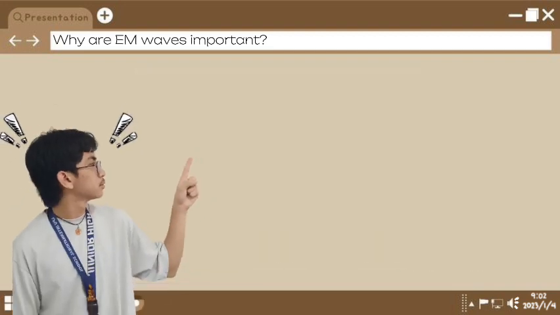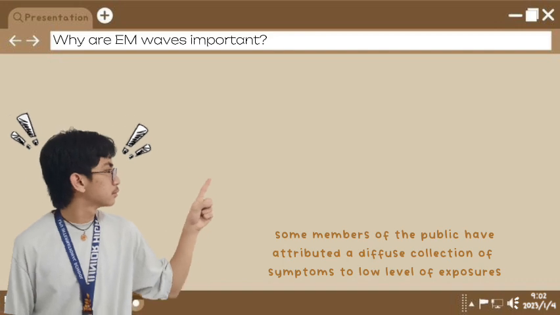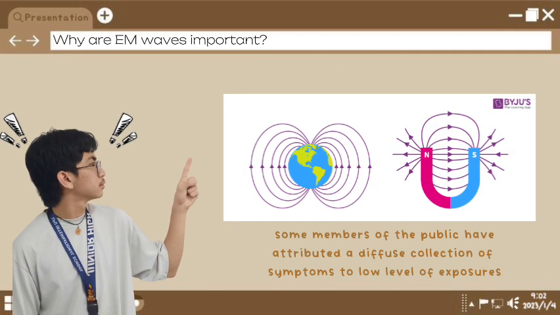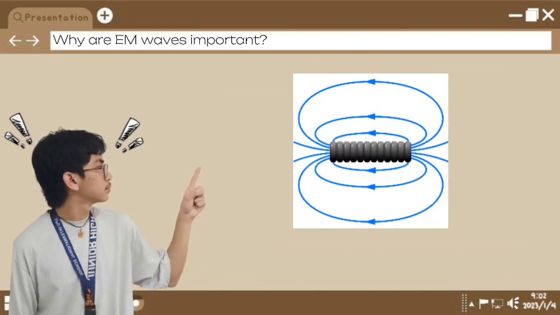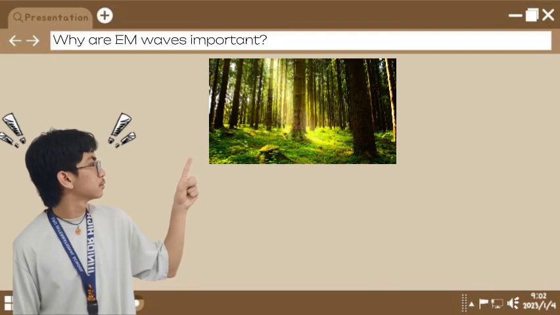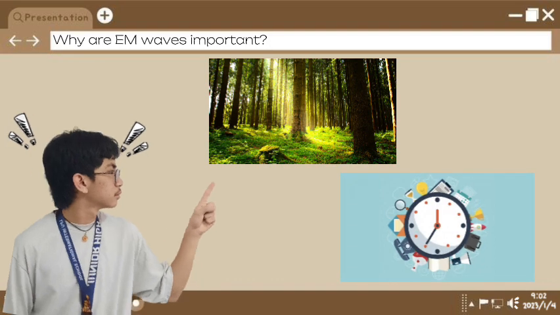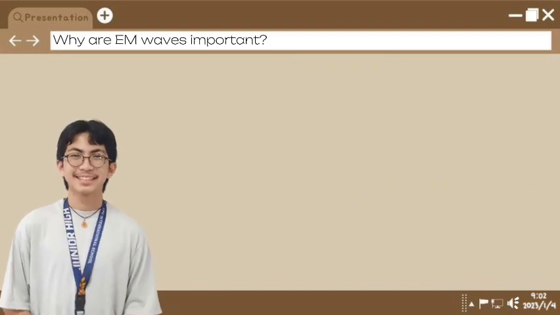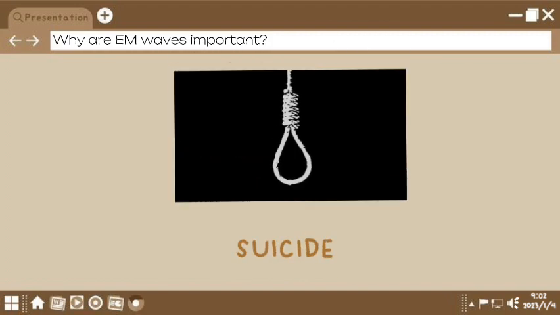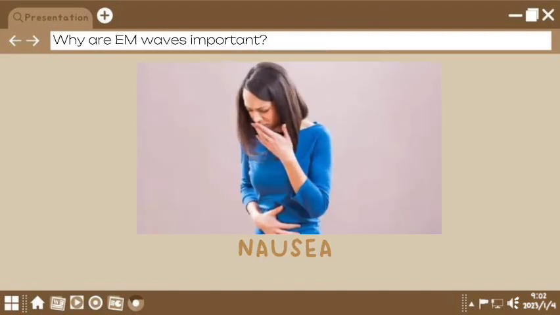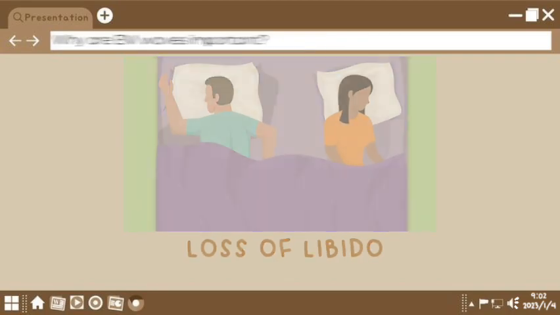On the other hand, some members of the public have attributed a diffuse collection of symptoms to low levels of exposure to electromagnetic fields in our environment and daily lives. Because of all of this, some reported symptoms include headaches, anxiety, suicide and depression, nausea, fatigue, and loss of libido.